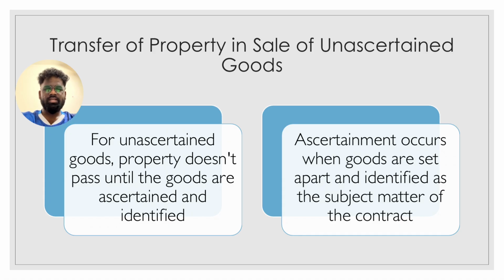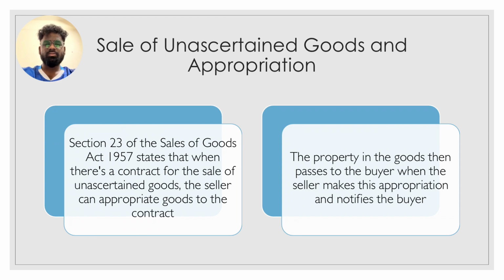Transfer of property in a sale of unascertained goods. For goods that are not yet specifically identified or set aside, ownership does not pass until they are clearly identified as the subject of the contract. This identification process is called appropriation. This slide talks about Section 23 of the Sale of Goods Act 1957. The seller can set aside appropriate unascertained goods for the contract, and the ownership passes when the seller makes these appropriations and informs the buyer.